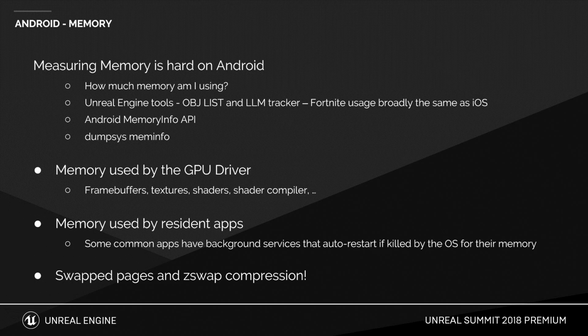So the first category is memory that's being used by the GPU driver. So anytime we allocate a frame buffer, textures, shaders, the shader compiler, etc., we're using memory inside the driver.